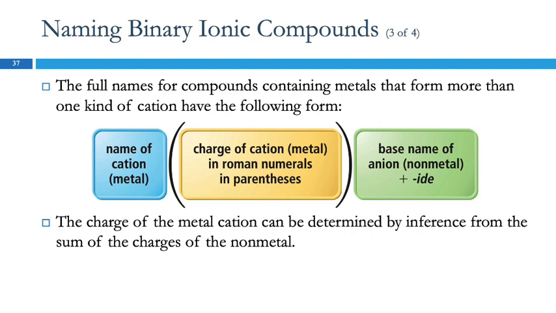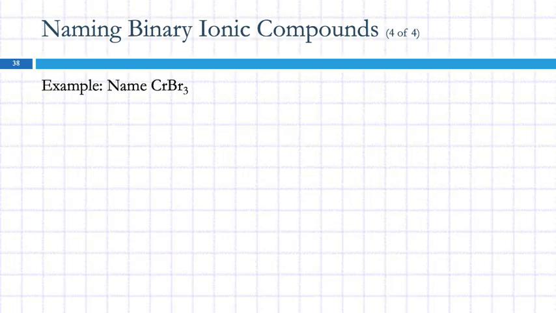If we have one of those other metals that needs a Roman numeral, we just stick that in the middle. It's really part of the metal's ion name, right? And so the charge in parentheses is attached to the name of the metal, and then there's a space, and then we've got the anion, the nonmetal, behaving the same way. So name this one, CrBr3.